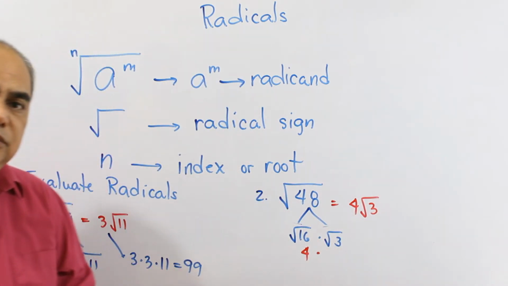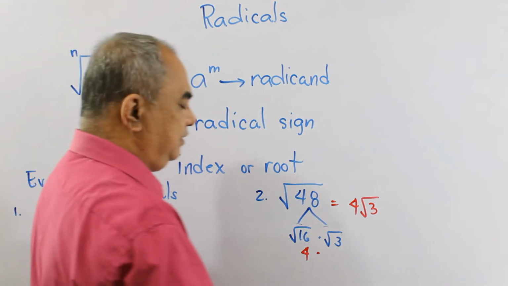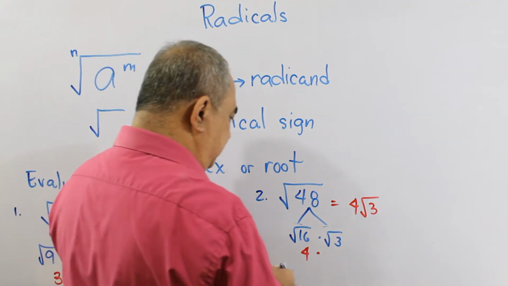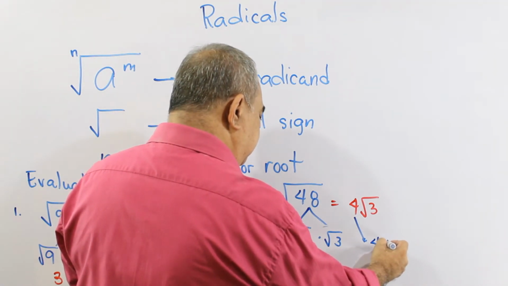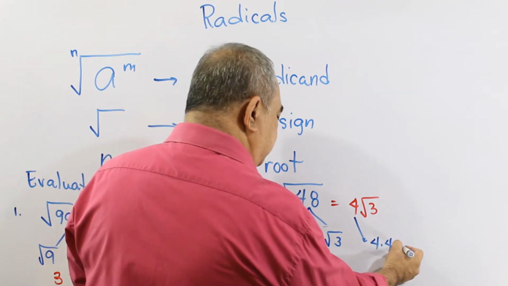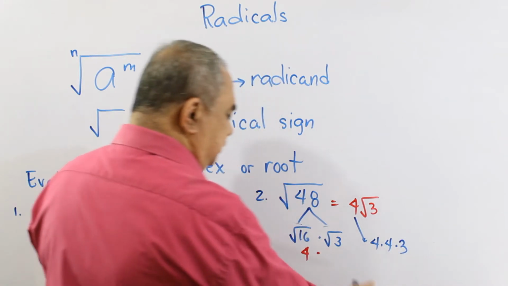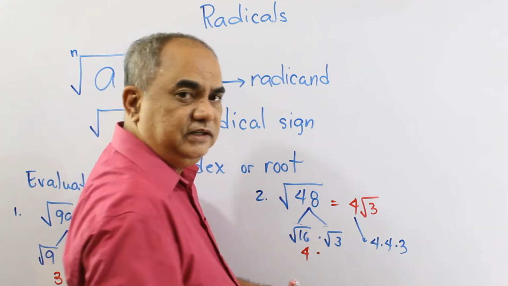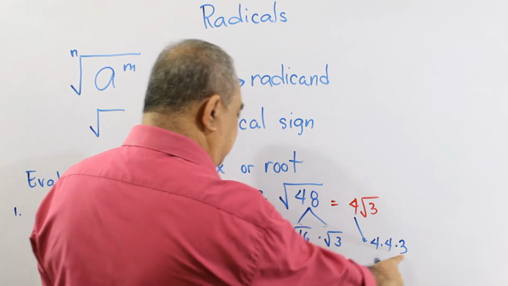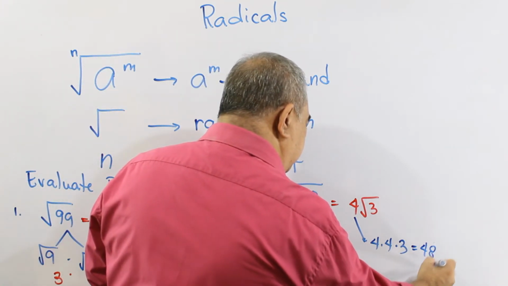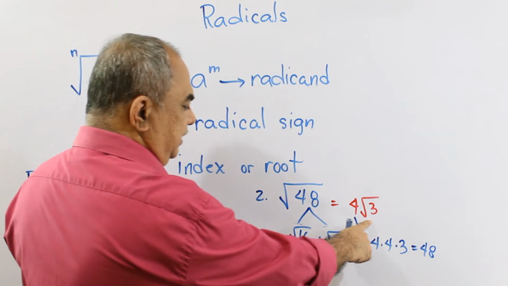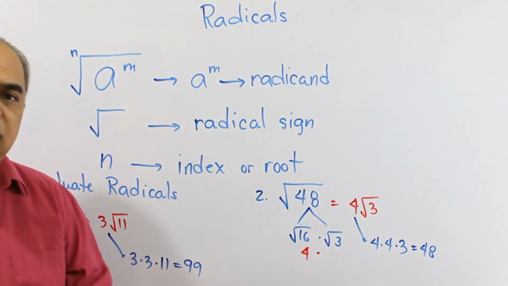Now again, we're going to check whether our answer is correct or not. How do we do that? We simply multiply the number outside the radical sign, 4, by itself, and then the remaining number will be the radicand itself. So 4 times 4 will give you 16, and 16 multiplied by 3 should be equal to 48. If these two numbers are the same, that means your final answer is correct.